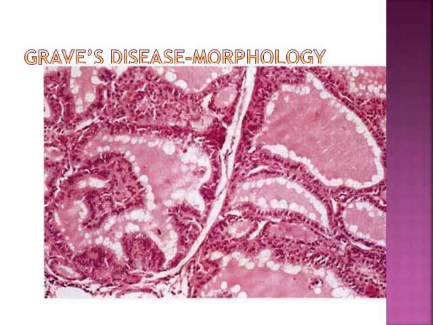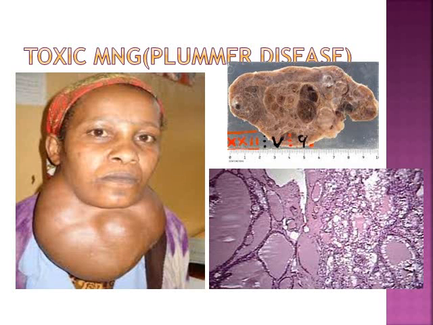Stratification means crowding of these columnar follicular cells. They proliferate, there is hyperplasia, inward projection, that is pseudopapillae, a lot of pseudopapillae. So the colloid becomes decreased and there is colloid scalloping. Colloid scalloping is a common feature of all toxic thyroid conditions.